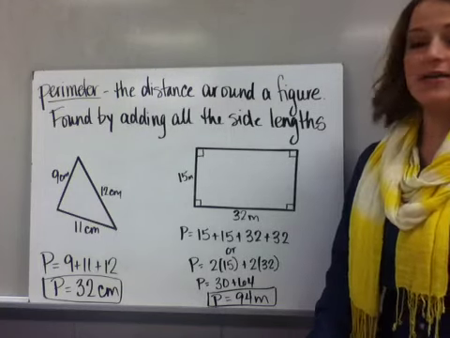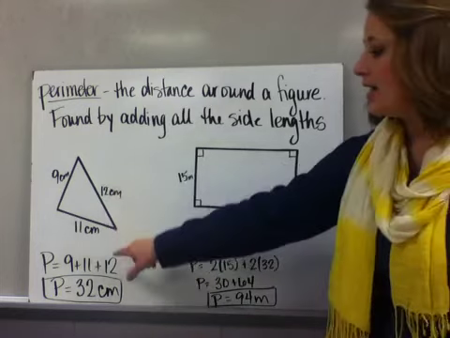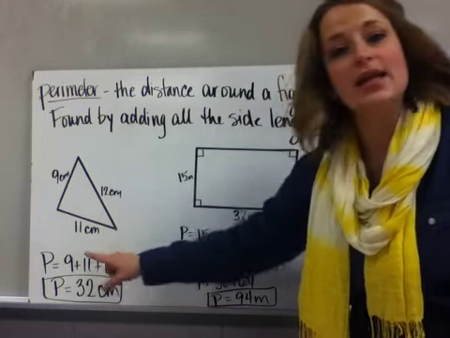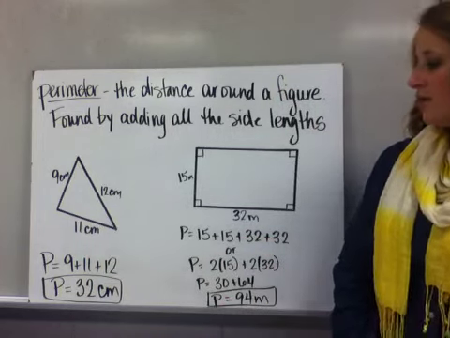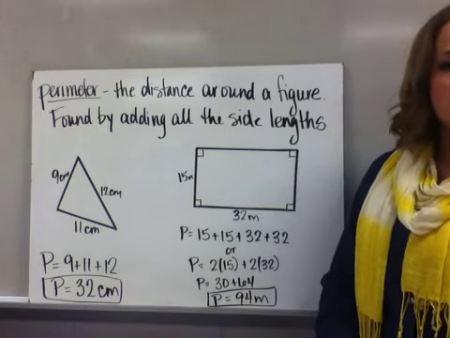It's found by adding the side lengths together. If you take this triangle, its side lengths are 9, 12, and 11, so you can add those together. I chose to put 9 and 11 together because those fit together very nicely to make 20. Add 12 to that, you get 32 centimeters.